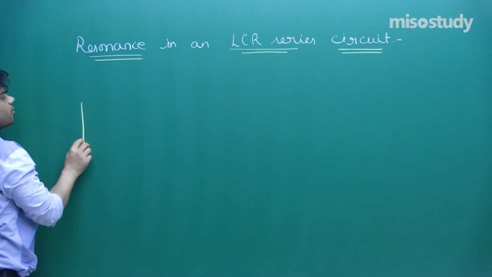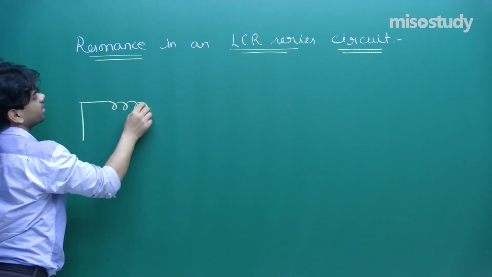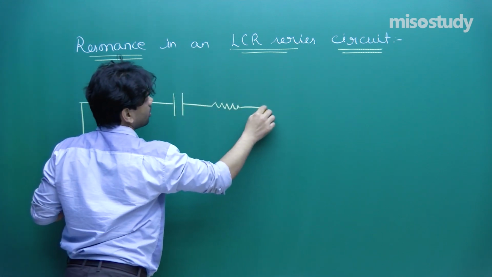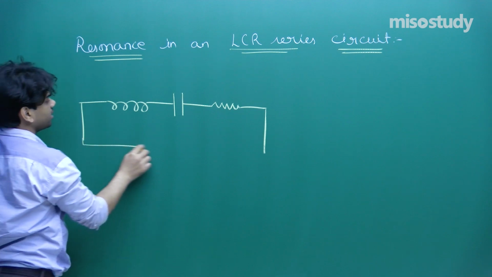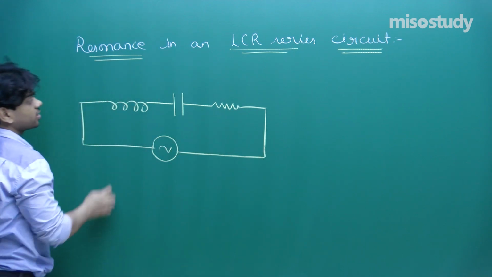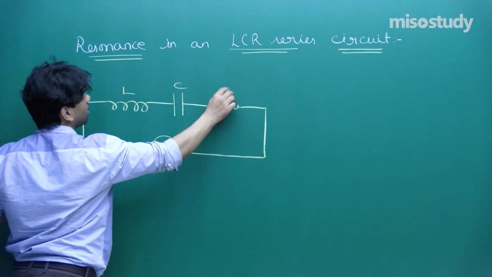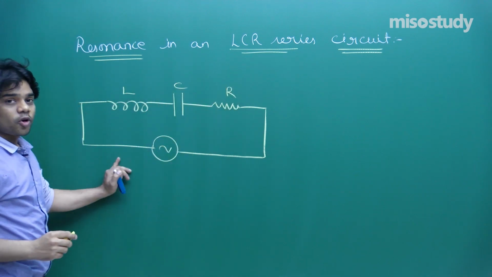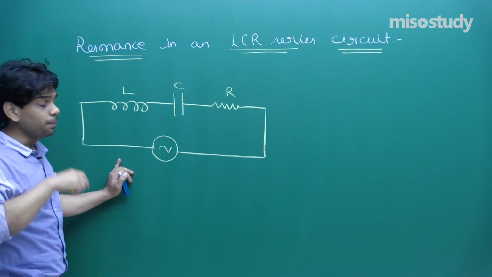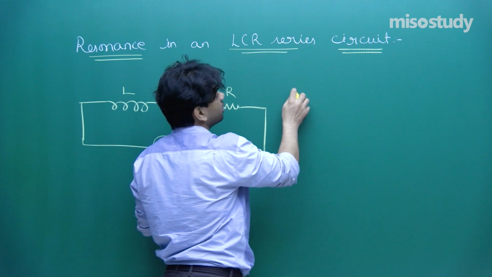See, an LCR series circuit looks something like this. We have an inductor, a capacitor, and a resistor, and all these three are connected across an AC source. This is what is given as LCR. In the last class, I was talking about how to find the phase angle between voltage and current, how to find the impedance, and how to find the net potential difference.